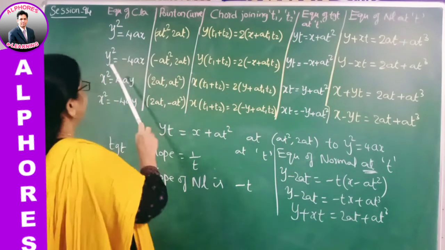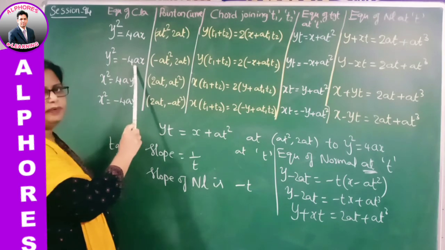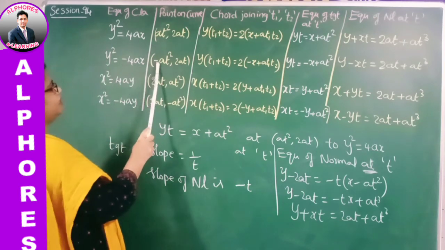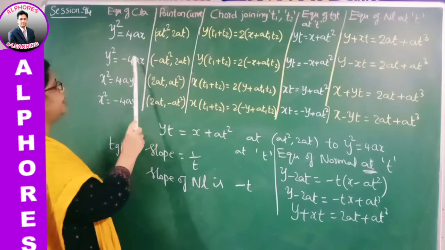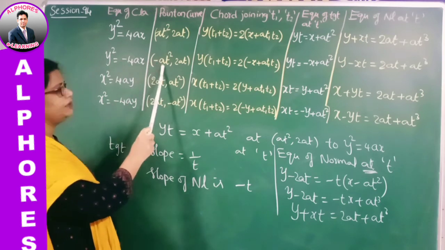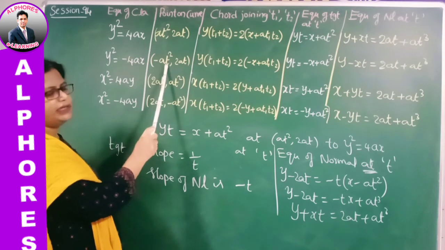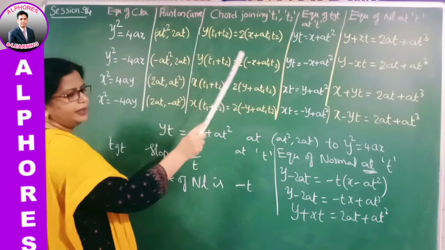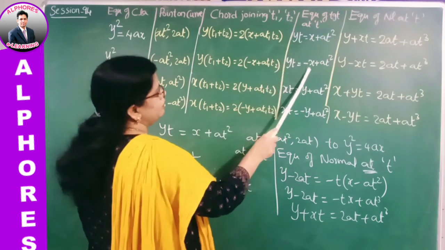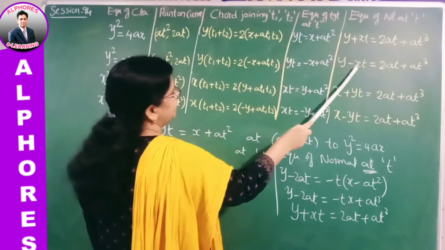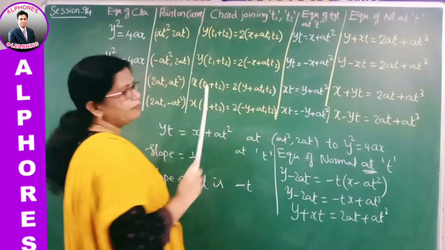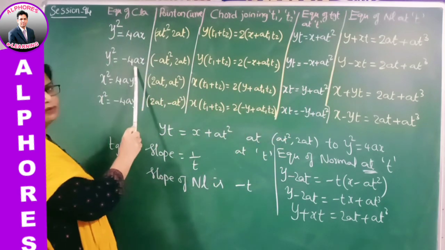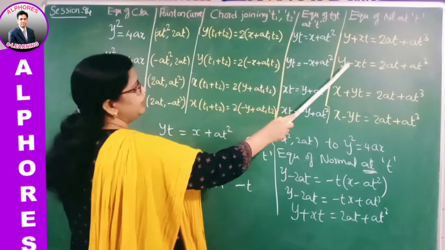Then what about y square is minus 4ax? Here the change is in the x coordinate. Replace x by minus x in the coordinates, and also replace x by minus x in the chord, the tangent, and the normal. So this is the parabola y square is minus 4ax, and this is its normal equation.